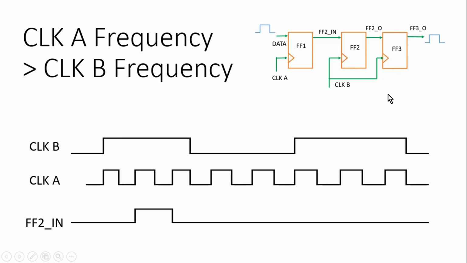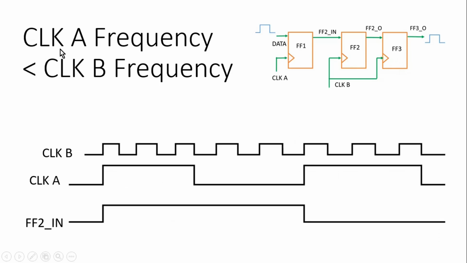Friends, now let us consider the third case, which is our last case, where the clock frequency A is less than the clock B frequency. And let us prove that this pulse cannot be transferred from clock domain A to clock domain B with the help of this multi-flop synchronizer.